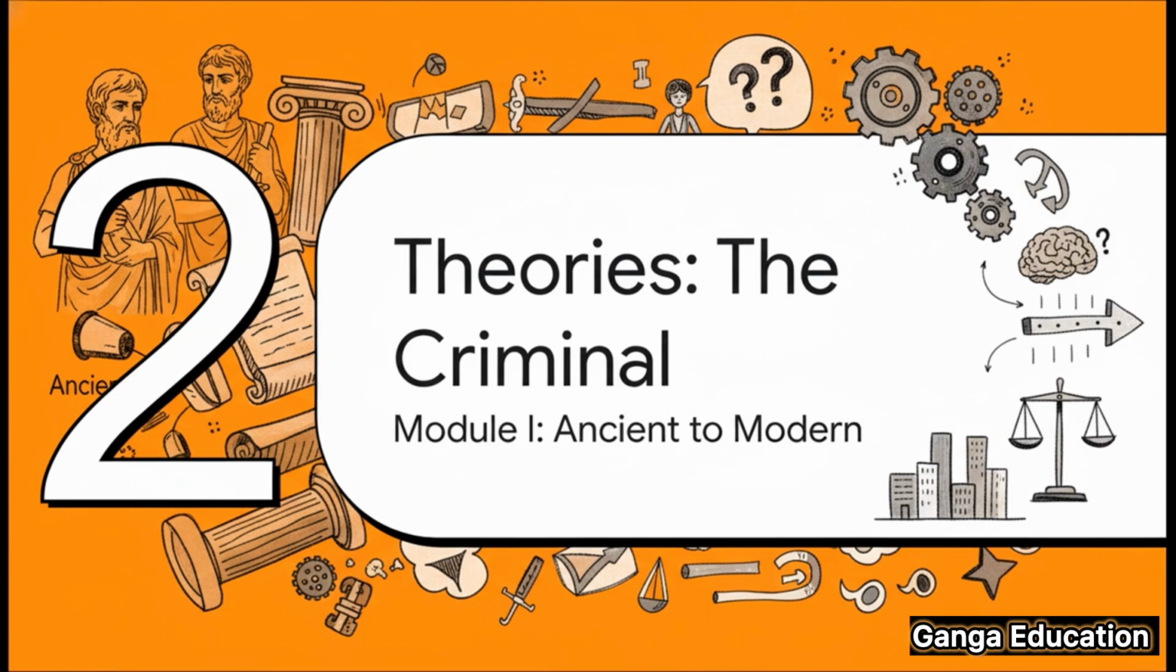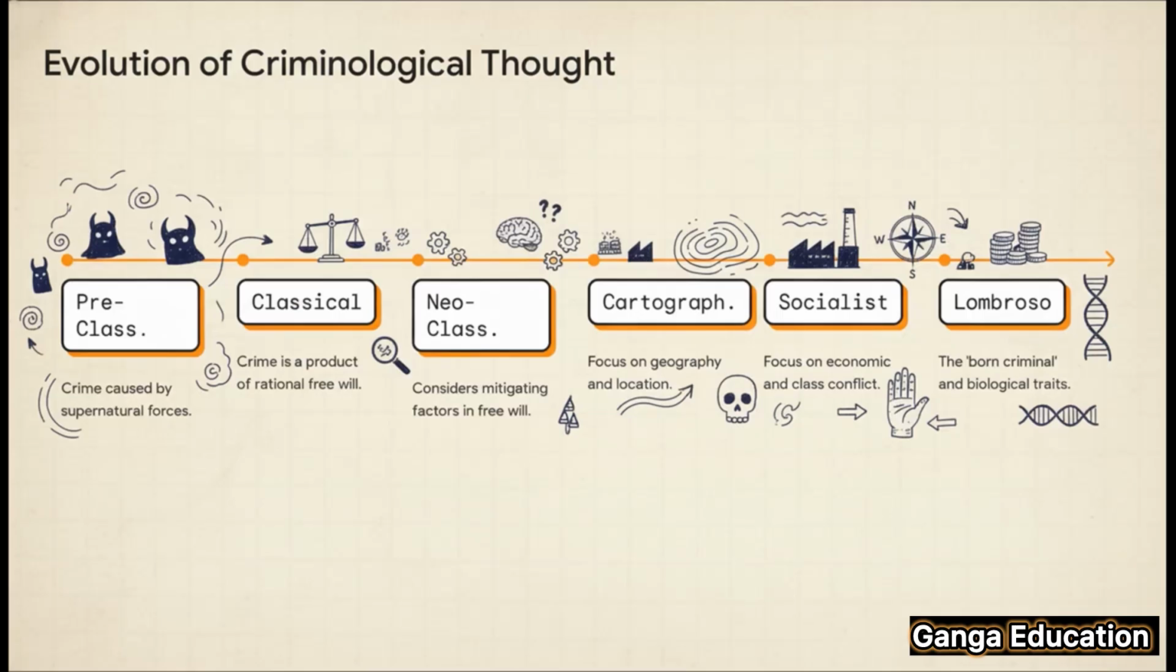All right, now for the really cool part. Let's dive into the theories. We're basically going to jump in a time machine to see how our ideas about what makes a person a criminal have changed over the years. And trust me, it's a pretty wild ride. I mean, just look at this timeline. It's fascinating. We started way back with pre-classical ideas, literally blaming demons and supernatural forces for crime. Then you get the classical school, saying, nope, it's all about free will and rational choice. But then, things start to get way more complex. You have thinkers looking at mitigating factors, at geography, and then boom, you get these huge shifts with theories pointing to a person's biology, the economy, and even the power structures in society as the real reasons for crime. It's a nonstop evolution of ideas.